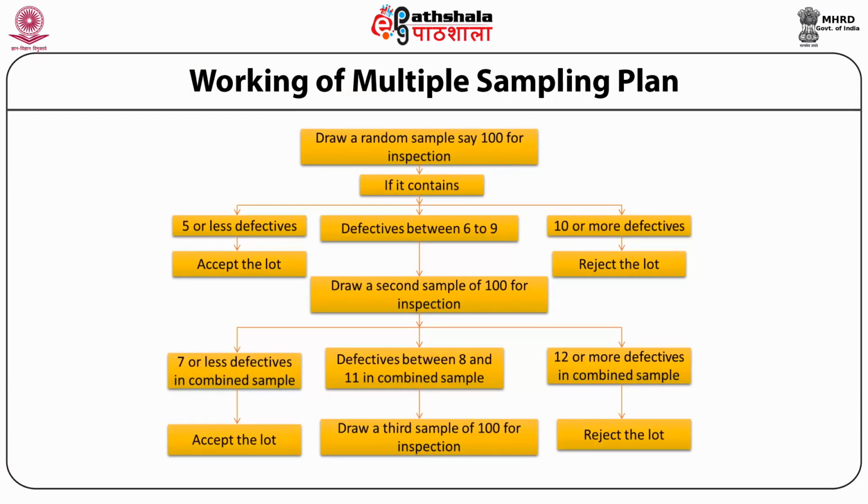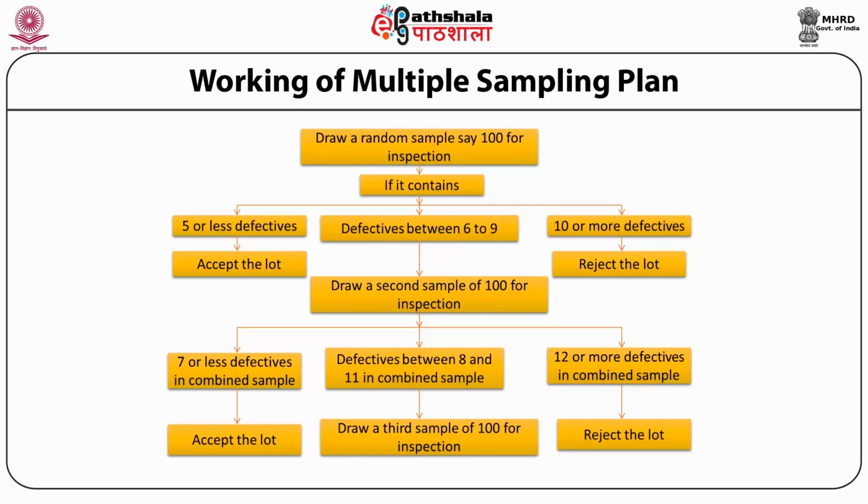Draw a random sample, say 100, for inspection. If it contains 5 or fewer defectives, accept the lot. With defectives between 6 and 9, draw a second sample of 100 for inspection. If there are 7 or fewer defectives in the combined sample, accept the lot.